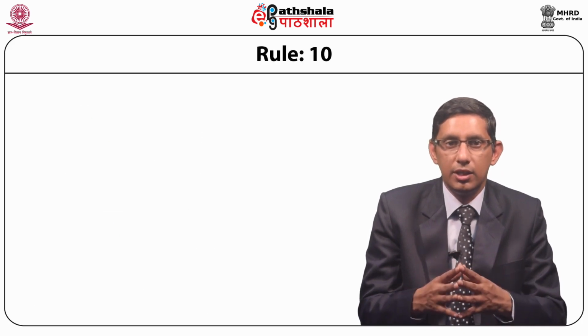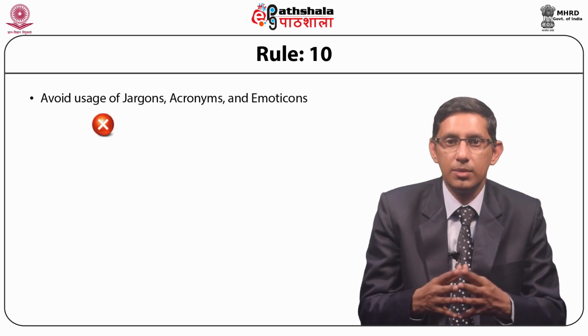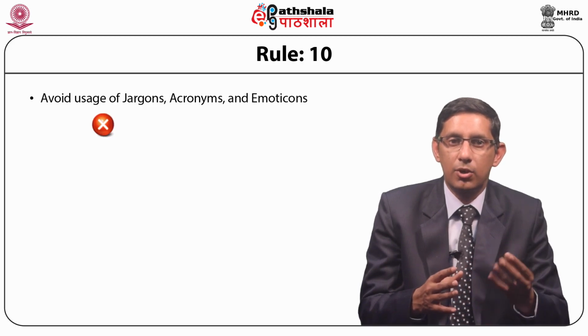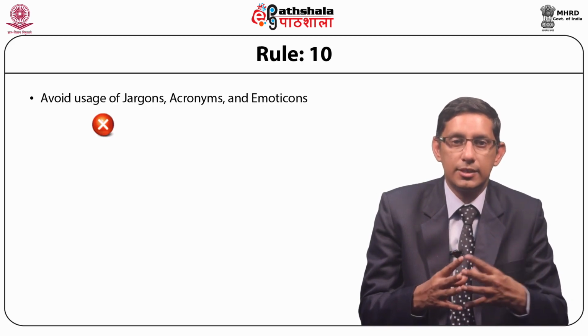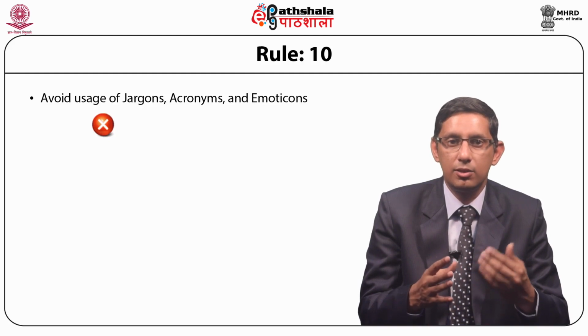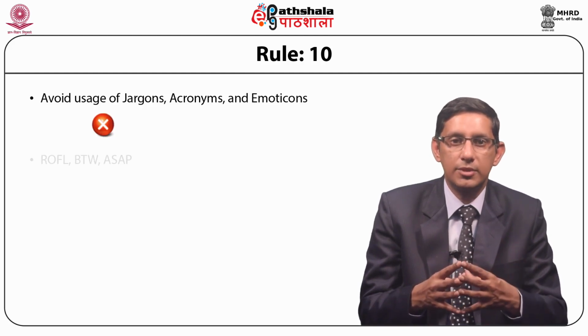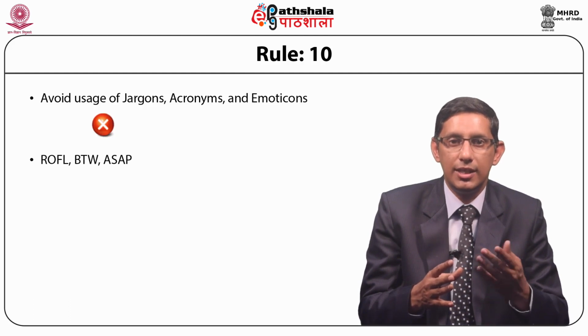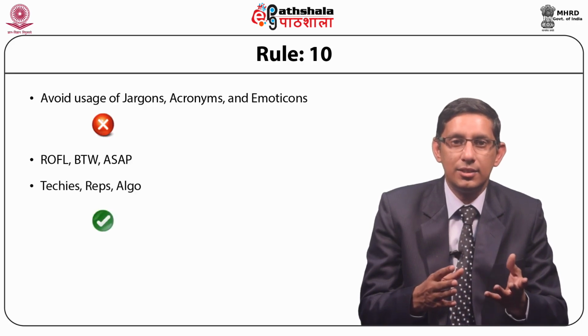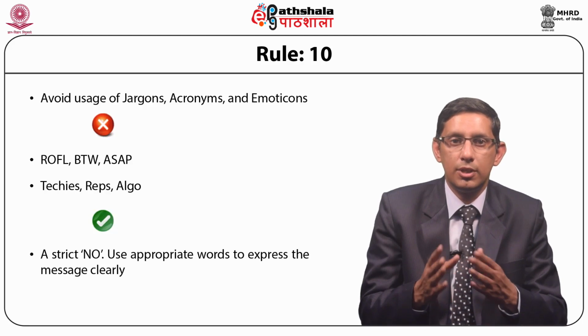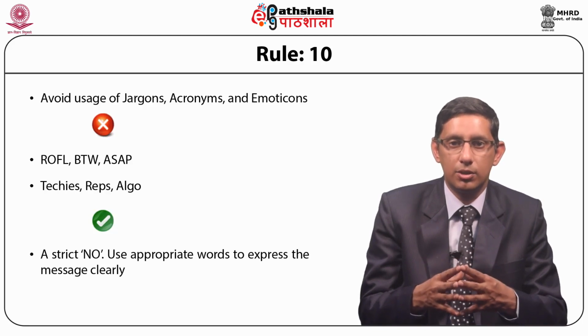Rule 11. Avoid usage of jargons, acronyms, or emoticons. As we can see on the screen, emoticons are used for non-professional mails. So for professional mails, try to avoid emoticons or acronyms like BTW, which stands for by the way, ASAP, which stands for as soon as possible, and jargons like techies, reps, algo, where reps is used for representatives. So a strict no to the use of emoticons, jargons, and acronyms.